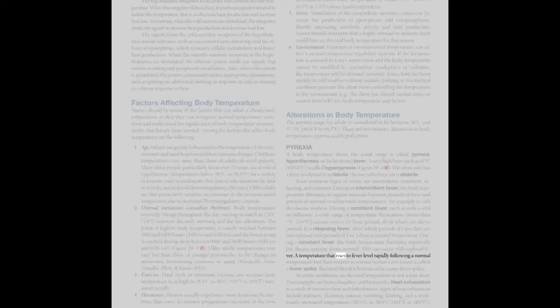A temperature that rises to fever level rapidly following a normal temperature, and then returns to normal within a few hours is called a fever spike. Bacterial blood infections often cause fever spikes. In some conditions, an elevated temperature is not a true fever. Two examples are heat exhaustion and heat stroke. Heat exhaustion is a result of excessive heat and dehydration. Signs of heat exhaustion include paleness, dizziness, nausea, vomiting, fainting, and a moderately increased temperature, 38.3 degrees Celsius to 38.9 degrees Celsius, 101 degrees Fahrenheit to 102 degrees Fahrenheit.